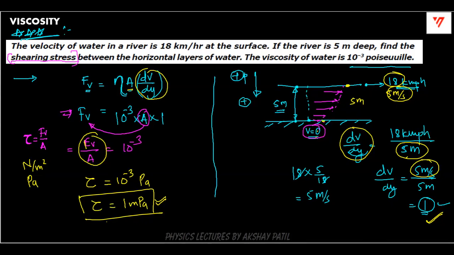Now if you are confused that the area is not given but in the equation the area is there, they are indirectly asking about the shear stress, which is itself Fv divided by A. These two concepts you need to note down right now, so you will be able to solve them.